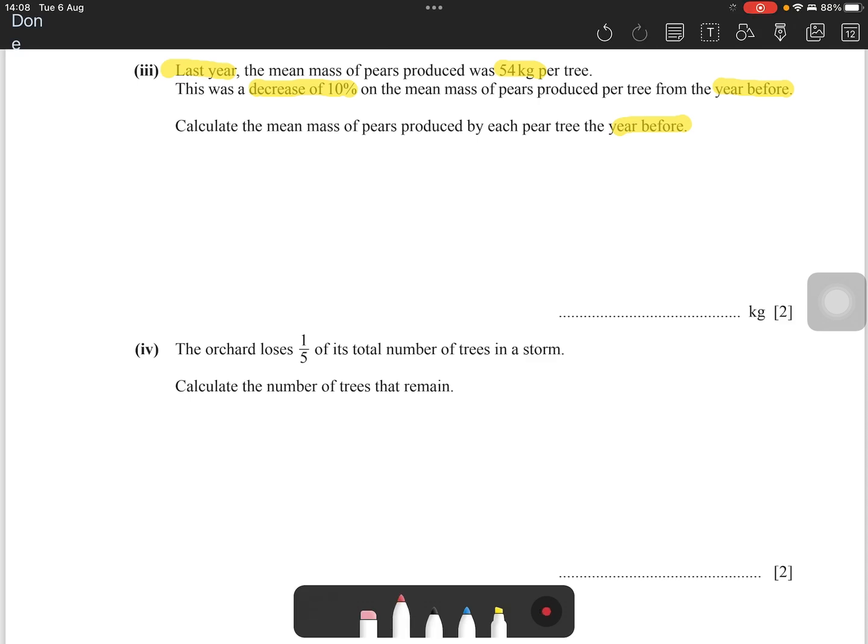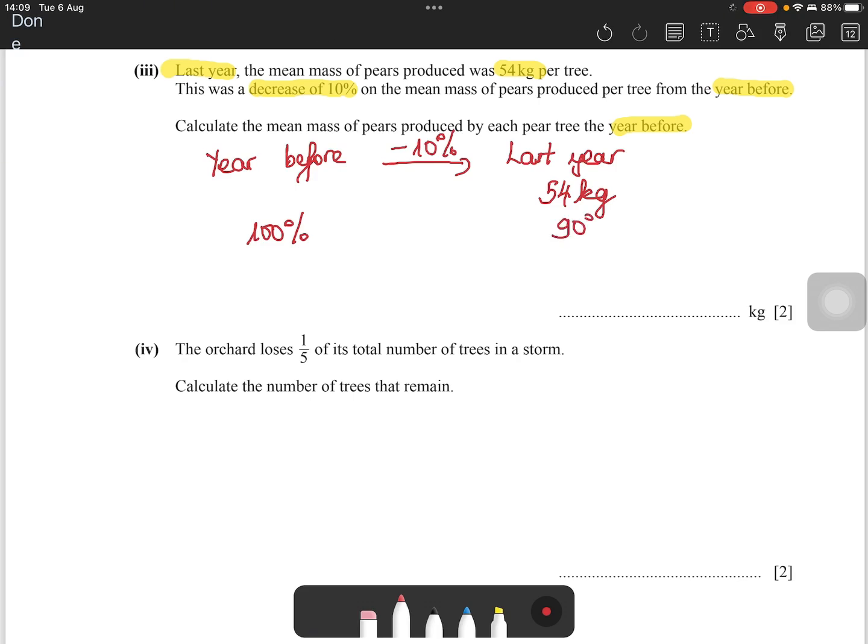So we see that there are 2 years here. This is the year before, and then this is last year. Last year, it produced 54 kilograms. And this 54 kilograms is a decrease of 10% from the year before. So, of course, the year before is 100%. And after a decrease of 10%, last year's was just 90% of the year before.